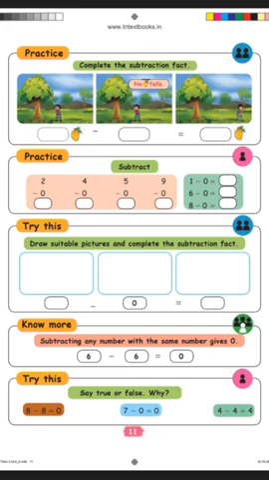Say true or false. 8 minus 8 equal to 0, 7 minus 0 equal to 0, 4 minus 4 equal to 0. If 0 comes, 7 minus 0 equal to 0, they are asking the question. No, it should be 7. They are asking whether this is true or false. This is false because 7 minus 0 equal to 7.